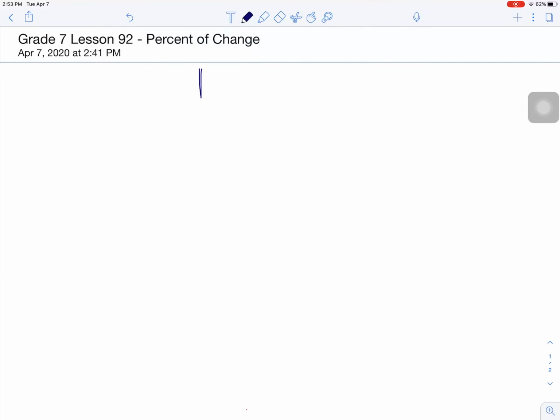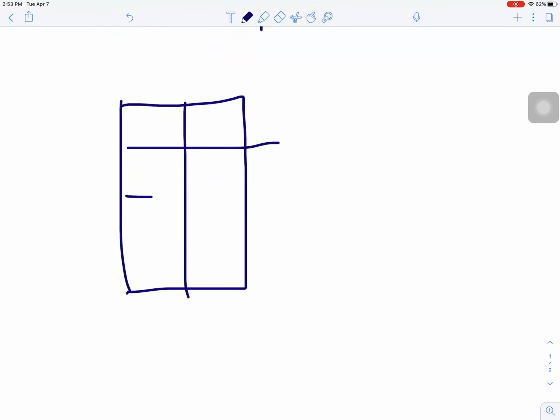All right, grade 7, here we go. Percent of change. You all are familiar with ratio boxes. Today we're going to be looking at a slightly different ratio box. I'm drawing a nice little one here.